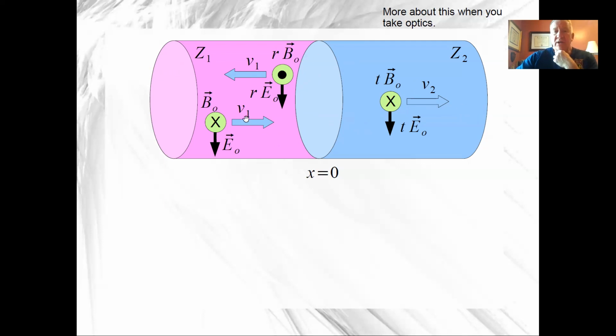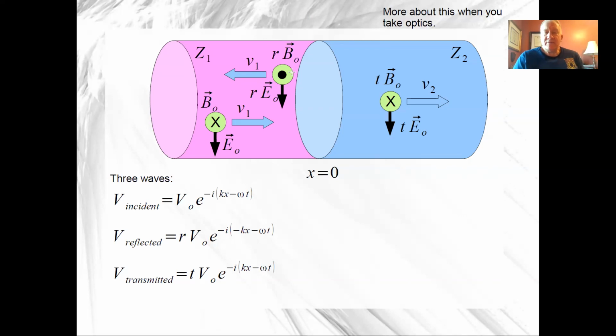Another strange thing happens. Note that here the electric field's pointing down and the magnetic field's pointing into the page. The transmitted wave, the electric field is still pointing down and the magnetic field is still pointing into the page. However, the reflected wave, the electric field is still pointing down, but the magnetic field has flipped directions. It's now pointing out of the page.